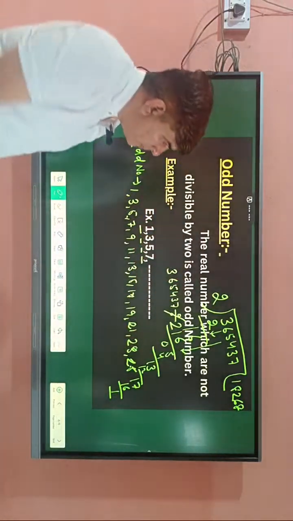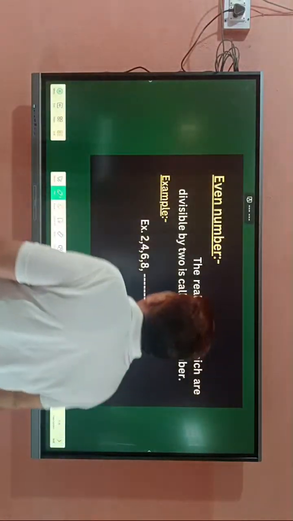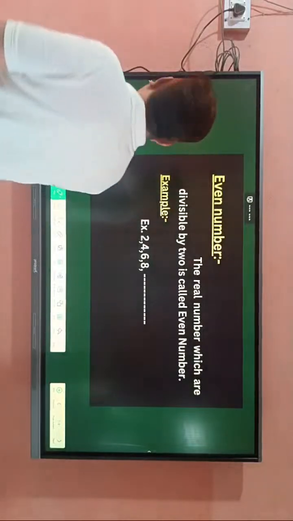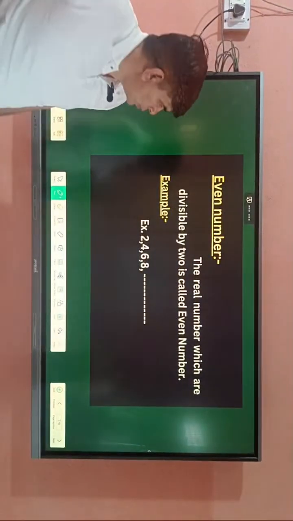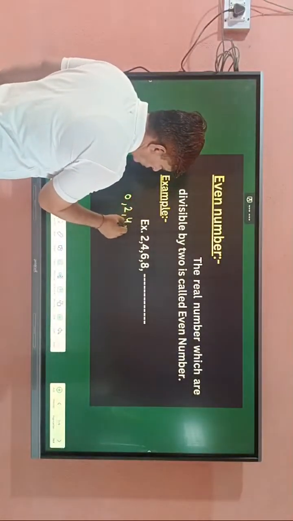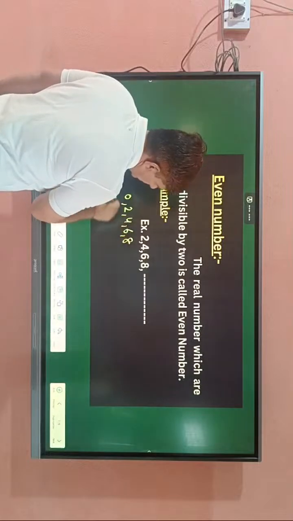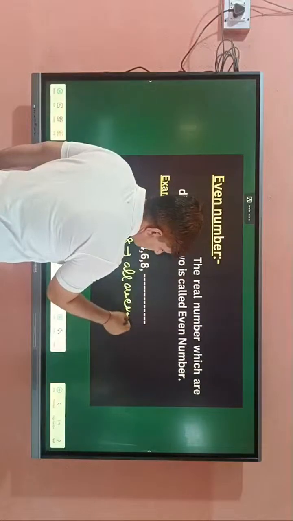So what is an even number? Those which are divisible by 2, which come in the table of 2. Whose unit digit is what? 0, 2, 4, 6, 8. All are even numbers.